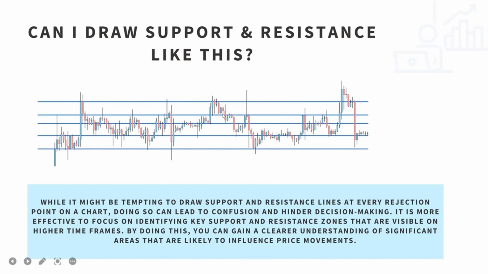Try to look for the major reversal areas, ignore the minor support and resistance, and just look for the major reversal area wherever the price touches, bounces, and gets rejected. That's it. While it might be tempting to draw support and resistance lines at every rejection point on a chart, doing so can lead to confusion and hinder decision making. It is more effective to focus on identifying key support and resistance zones that are visible on higher time frames. By doing this, you can gain a clearer understanding of significant areas that are likely to influence price movements.